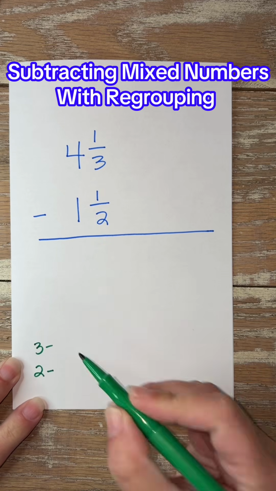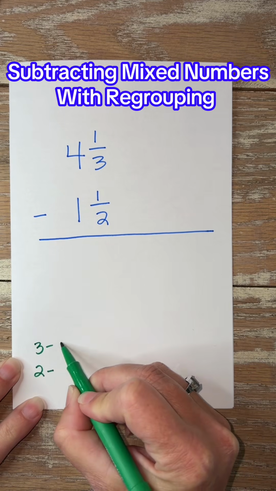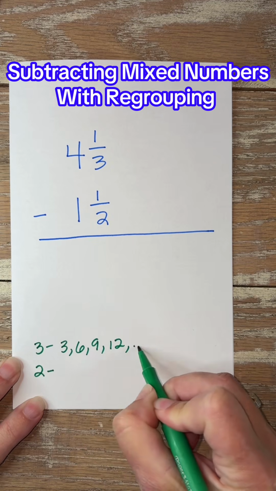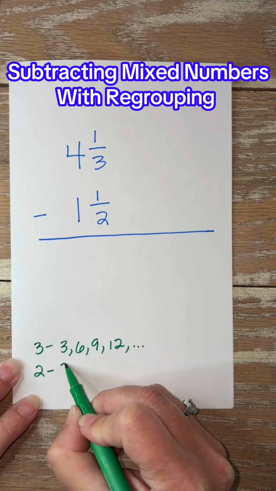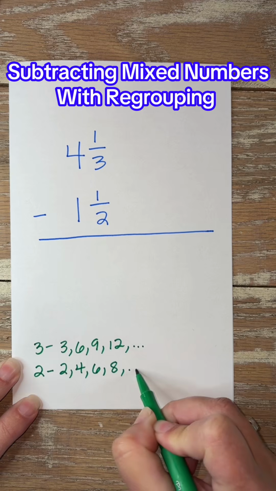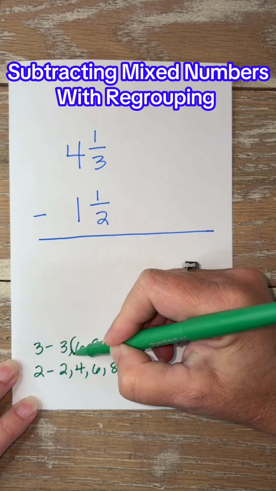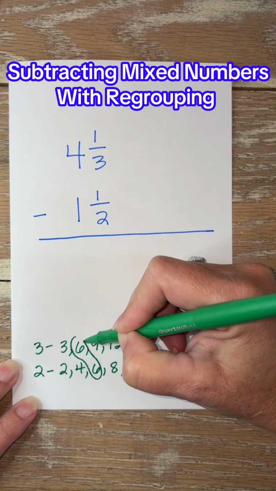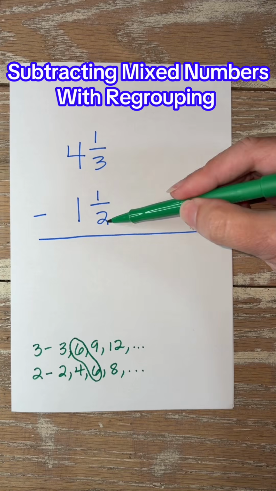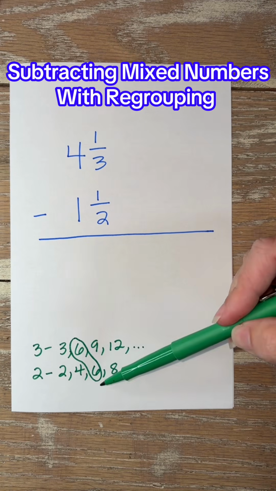and 2. So if I list multiples of 3: 3, 6, 9, 12, etc., and multiples of 2: 2, 4, 6, 8, etc., until I find one they have in common. The first one they have in common is the least common multiple. So that's going to be 6. So I want to write equivalent fractions for 1/3 and 1/2 that have a denominator of 6.